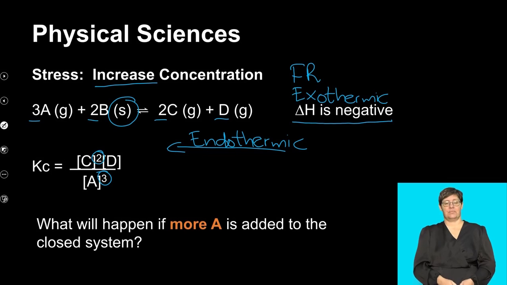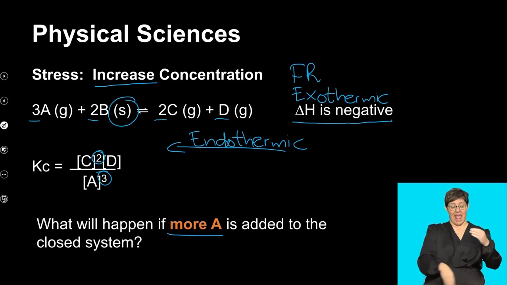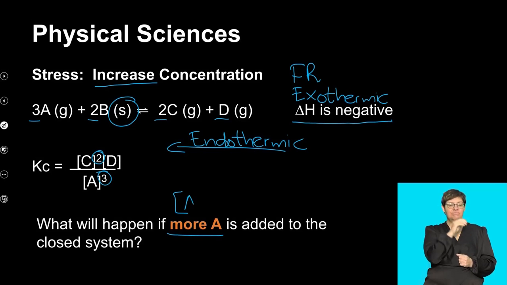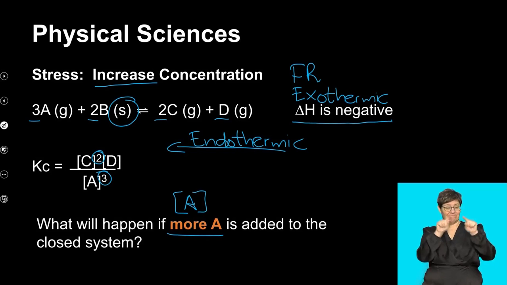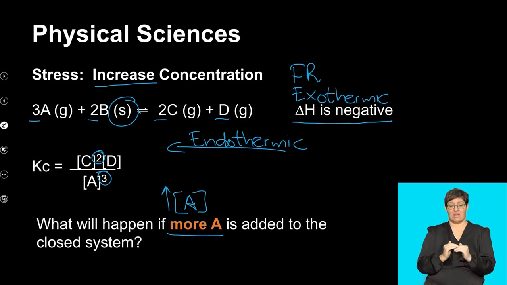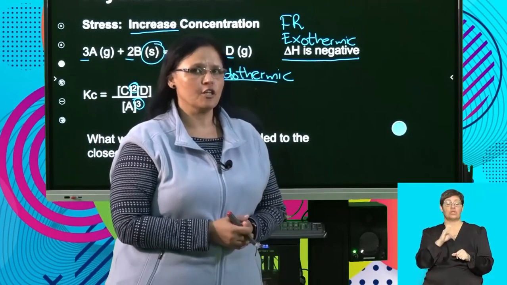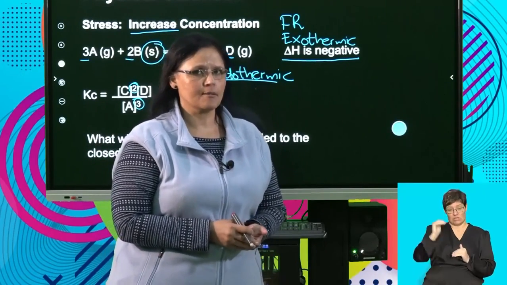Right. The question is, what will happen if more A is added to the closed system? Now, if more A is added to the closed system, it basically means that the concentration of A is increased. You are not supposed to use little arrows up and down as I do now. You need to write the words that the concentration of A is increased.